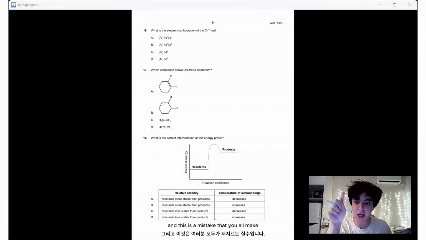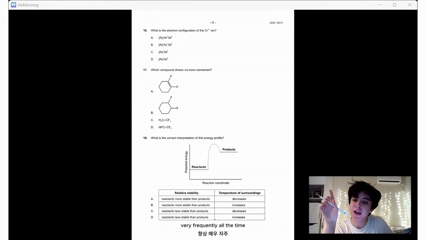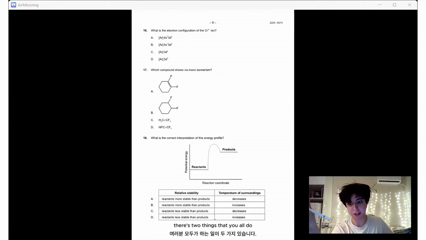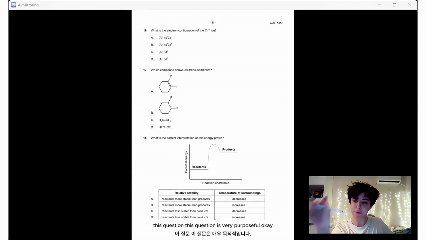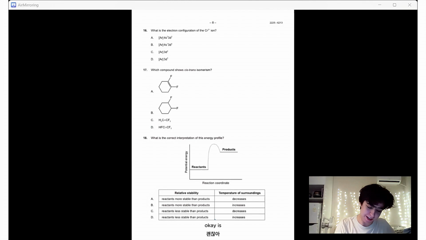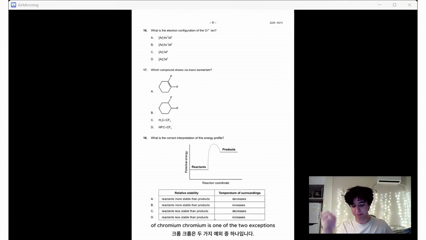And this is a mistake that you all make very frequently, all the time. There's two things that you all do and that they're trying to trick you to do. This question is very purposeful, okay? It's targeting the two things you all do all the time, okay? So the first one is the fact that it's the electron configuration of an ion of chromium.